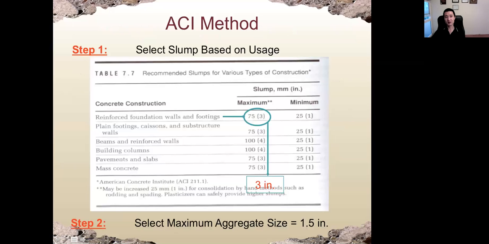The first step is to determine the slump value, which is very easy based on this table. Because this is a reinforced concrete footing, we choose the maximum slump, which is 3 inch. The second step, we select the coarse aggregate, which is given by the question. So 1.5 inch for the maximum size of coarse aggregate.